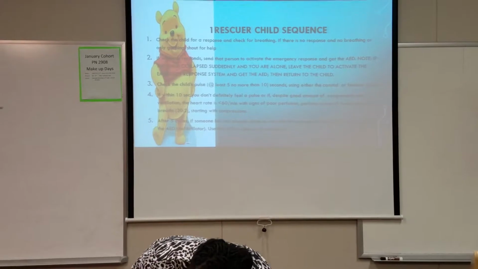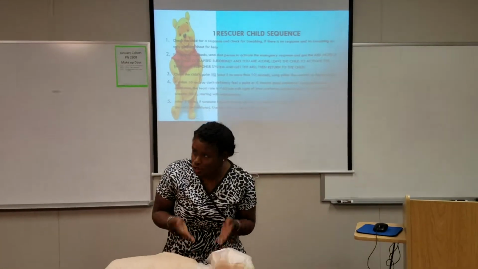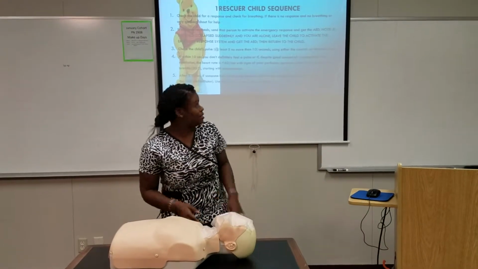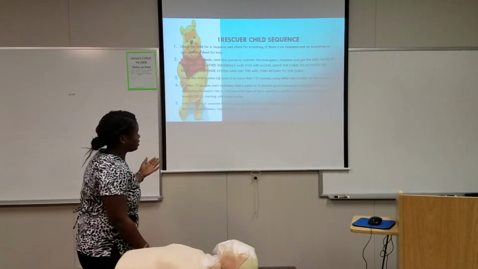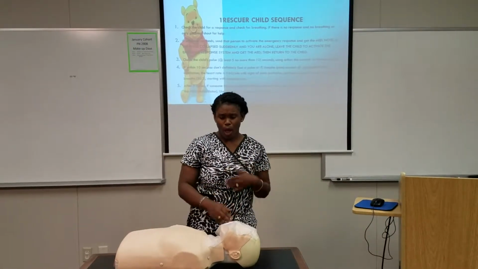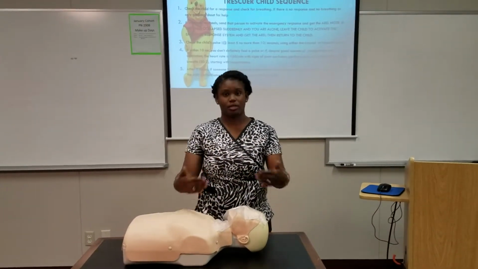If you're going to look for the rise and fall of the chest, you're going to listen for breathing, and you're going to feel for the air on your cheeks. That does not happen. Step 3, it says check the child's pulse. You always check the pulse of the side that is closer to you, and that is on this side. At this point, I'm on this side.